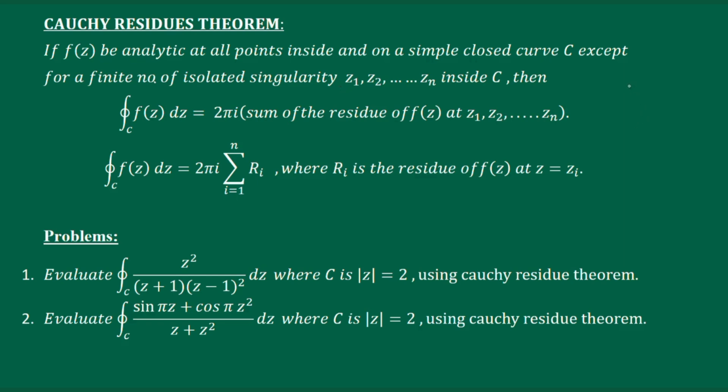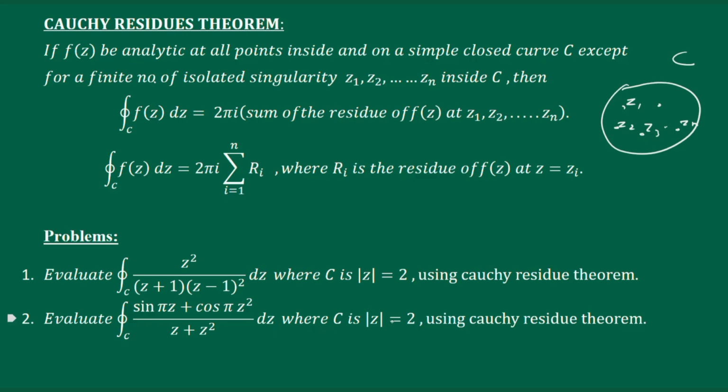Suppose we consider a simple closed curve C, and there are n singular points, that is z1, z2, z3, etc., zn. If these are all the singular points inside the closed curve C, then how do we evaluate the integral using the residue theorem? The integral of f of z dz is equal to 2 pi i times the sum of residues. At each pole we have to calculate the residue and then add them. That will give you the value of the integral of f of z. So this is the statement of Cauchy residue theorem.